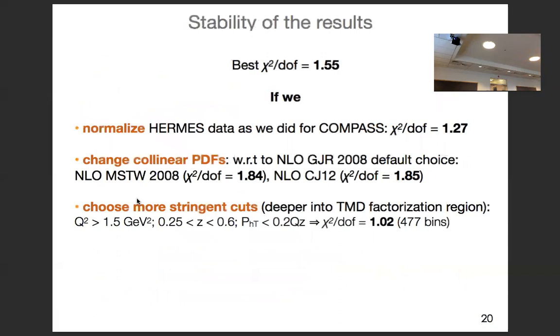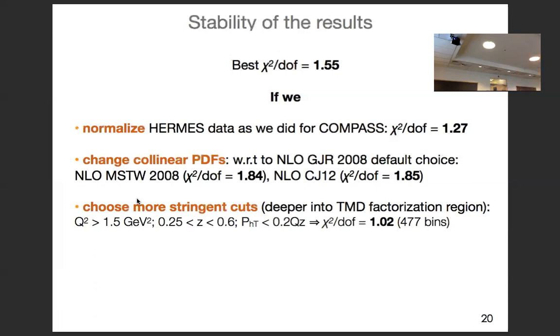we tried to investigate the stability of our results. This is our best chi-squared, 1.55. We tried to normalize HERMES data as we did for COMPASS, and the chi-squared suddenly goes to 1.27. So this proves the fact that normalization is one of the reasons behind the better behavior of COMPASS data with respect to HERMES data.